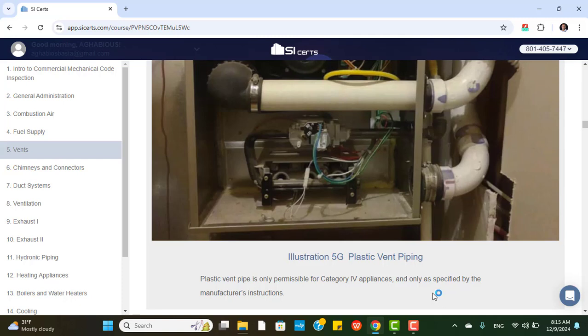Illustration 5G, plastic vent piping. Plastic vent piping is only permissible for category 4, and only as specified by the manufacturer instructions.